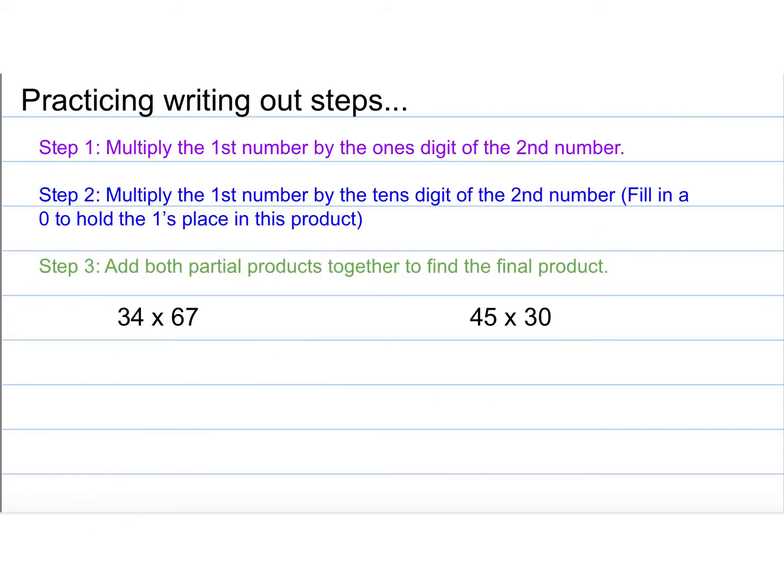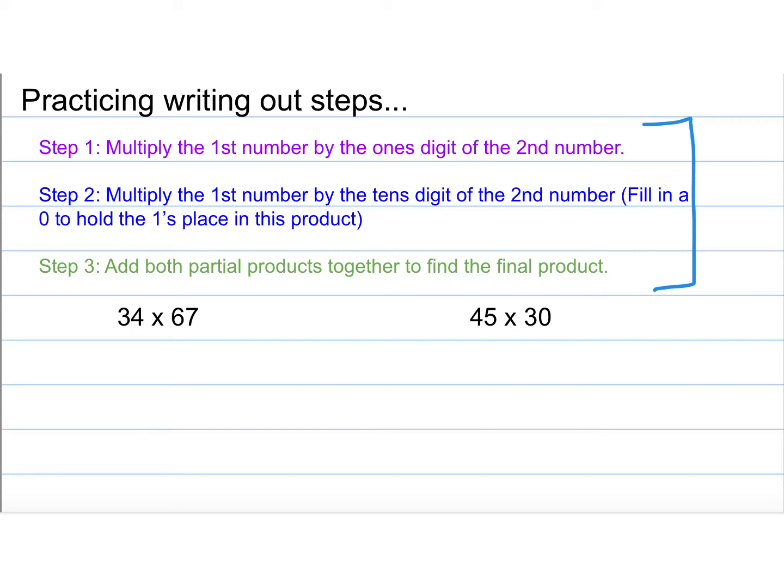Okay, here I want you to pause and write down these steps. These are our steps that we use when we are multiplying multi-digit numbers together. So step 1, multiply the first number by the ones digit of the second number. Step 2, multiply the first number by the tens digit of the second number. Fill in a 0 to hold the ones place in this product. Remember, product is our answer. Step 3, add both partial products, partial meaning part of the answer, together to find the final product. So pause, write those down, and then we will do some practice problems to see what that means.